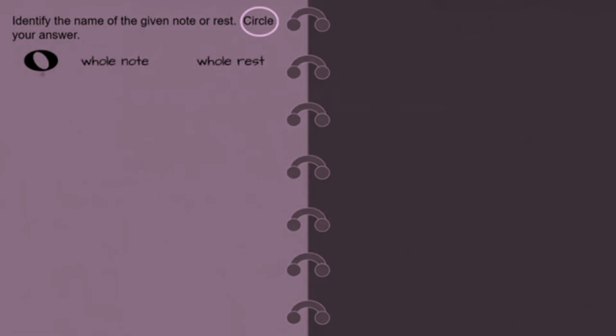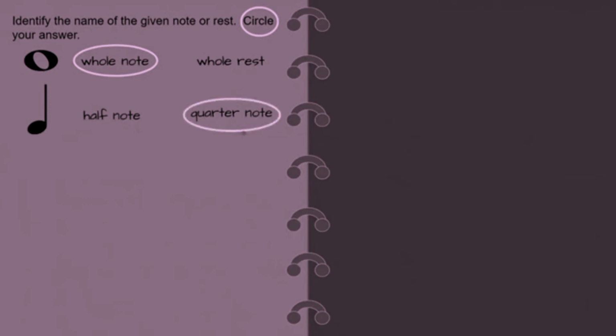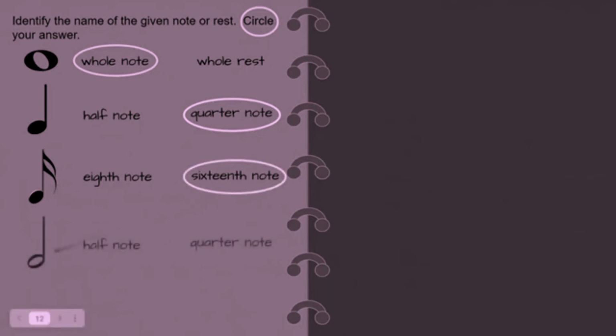Okay, for this one, whole note or whole rest? Correct. This is a whole note. Next, this is half note or quarter note? Correct. It's quarter note. Okay. For this one, it has 2 beams or 2 flags. Okay. 8th note or 16th note? Correct. It's 16th note. This one, okay, its head is not shaded at all. Okay. Half note or quarter note?